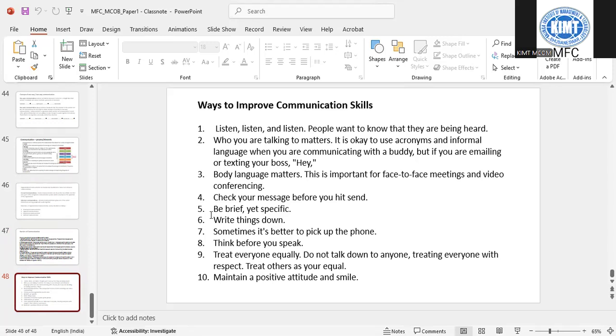Ways to improve communication skills. If you want to improve your listening skill, you have to listen a lot.